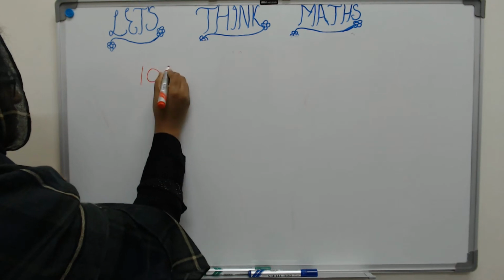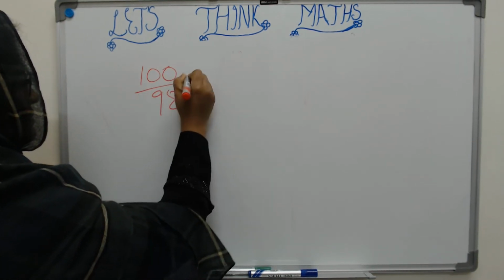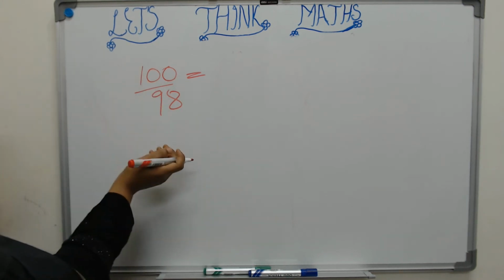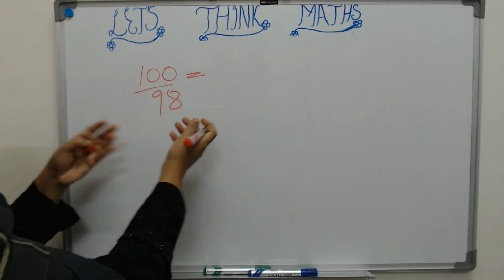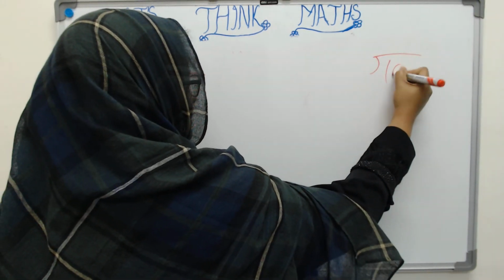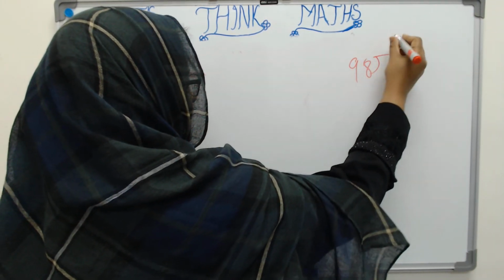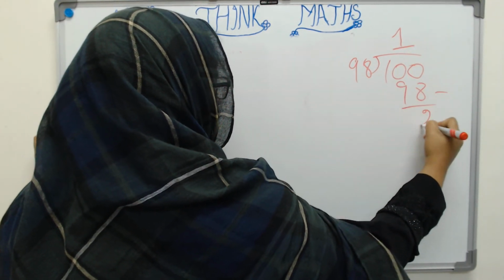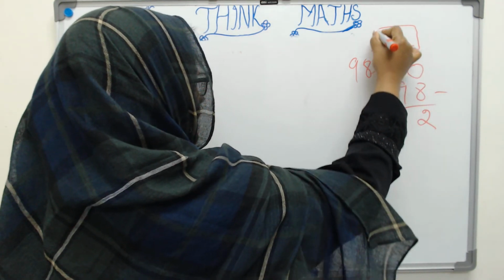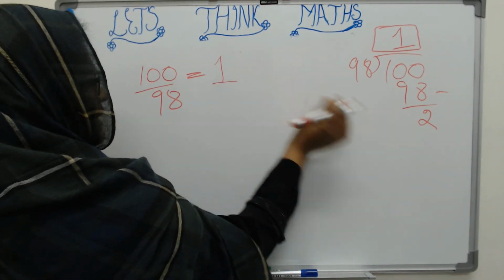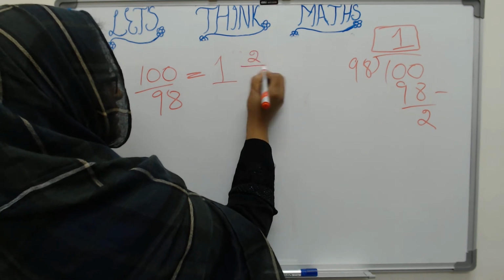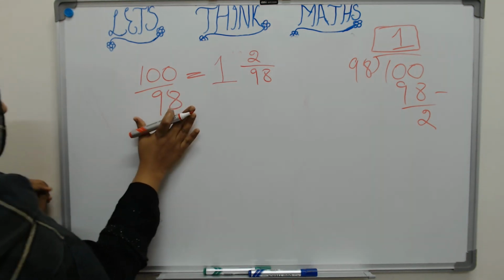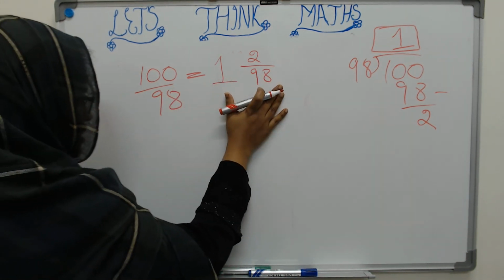Now 100/98. This is an improper fraction. Why? Because the denominator is less. What this actually means is 100 divided by 98. So that is 100 divided by 98. We have 1. So this will be the whole number part and this is the fraction part. Now we have converted an improper fraction into a mixed fraction.